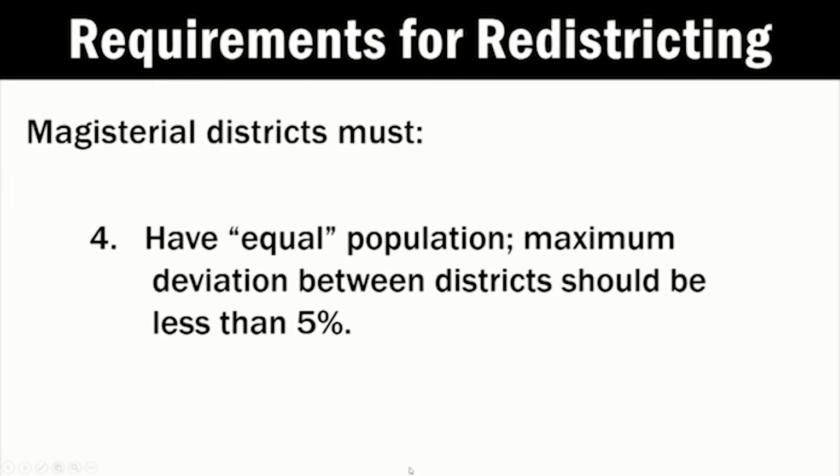And finally, there has to be a so-called equal population. That means that once we're done changing the magisterial districts, if you take the most populated and the least populated district, there has to be a deviation between those of less than 5%. Right now we are in a situation where there is close to 14% deviation between the most populated and the least populated, which means we had work to do, and that has been done.